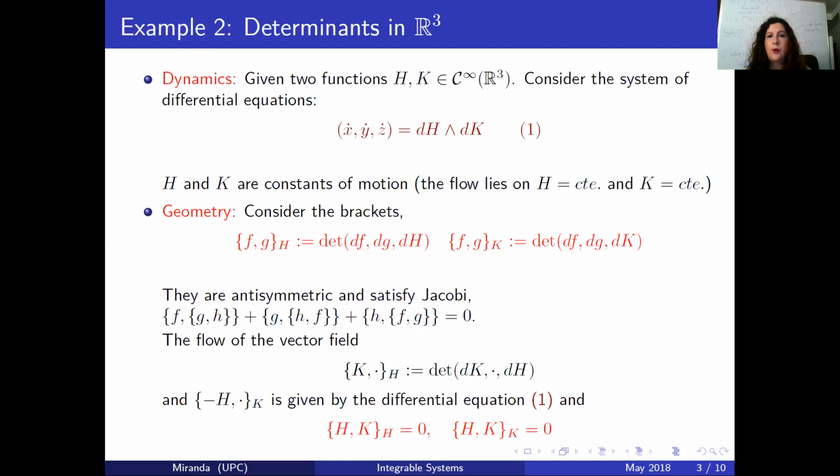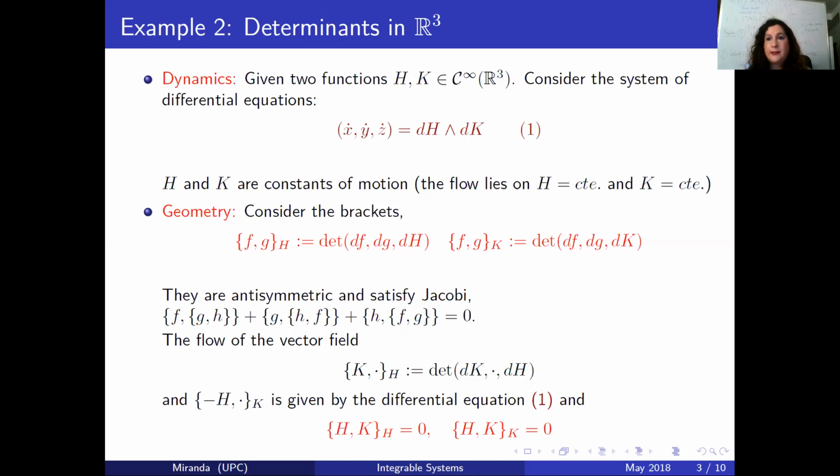And now I have two functions here, and I consider the system of differential equations described by these functions, where h and k are constants of motion, okay? The flow lies on h equal to constant and k equal to constant, okay? So that's, let's say, the dynamics, or if you want, that's the situation. I want to consider these equations.